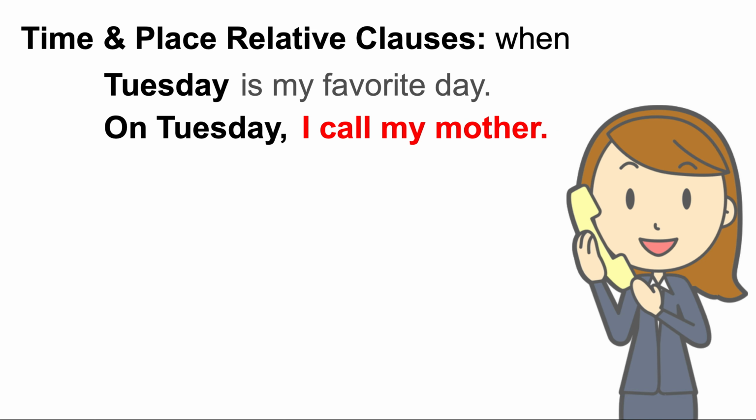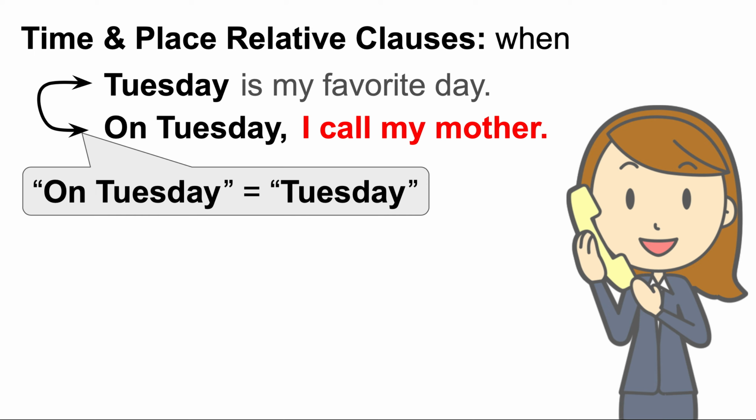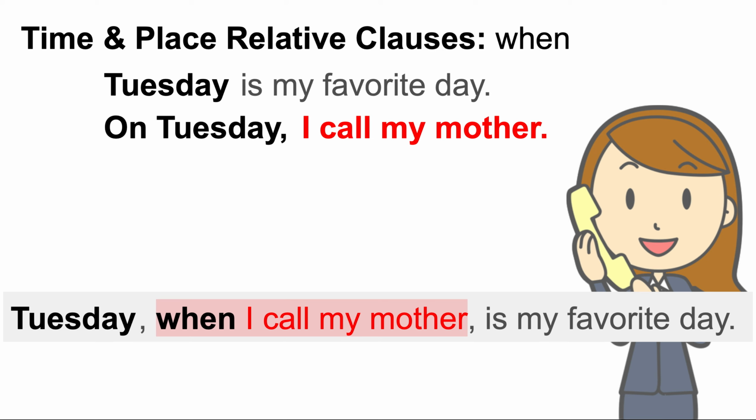Let's look at another example. Tuesday is my favorite day. On Tuesday, I call my mother. Please note that on Tuesday substitutes Tuesday. We can combine both of these sentences using the relative pronoun when. For example, Tuesday, when I call my mother, is my favorite day.